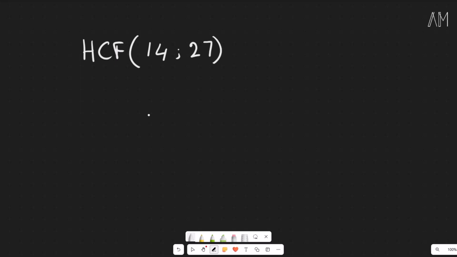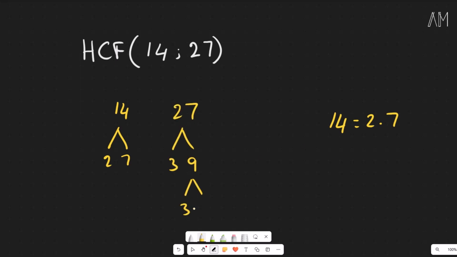Very good. Now, the last example, and it's a special case, where let's say I have the HCF of, for example, 14 and 27. Okay, let's prime factorize 14, which is 2 times 7. 27 is 3 times 9, and the 9 is 3 times 3. So 27 is 3 to the power of 3. As you can see, all of them are lonely.